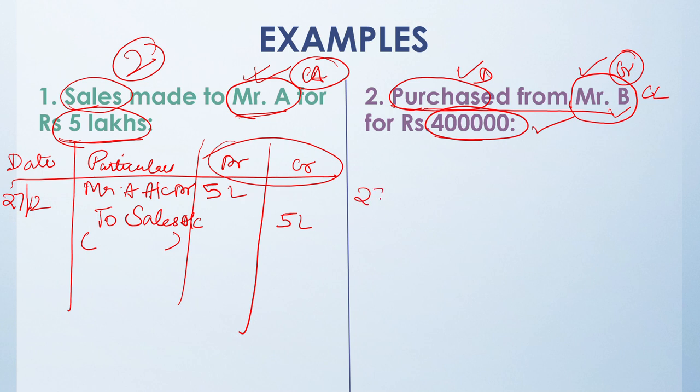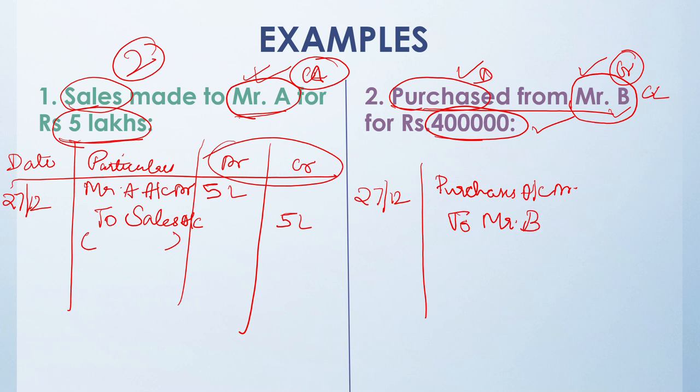So let's go on. 27/12 is the date. What should come in the particulars column? Purchases account, because it's an expense, so we are debiting the purchases account, debit to Mr. B because he's our creditor. So what is the amount here? 4 lakhs and 4 lakhs on both the debit and credit side. What shall be the narration here? Purchases made from Mr. B for rupees 4 lakhs on credit.